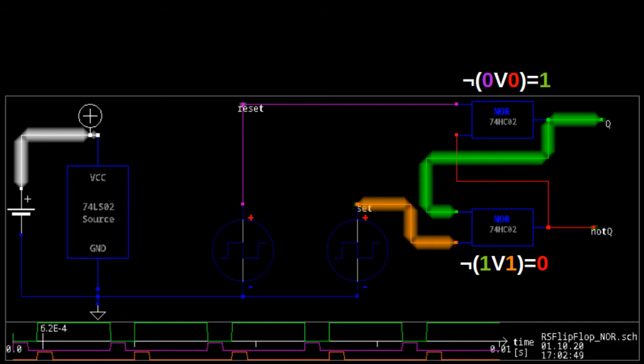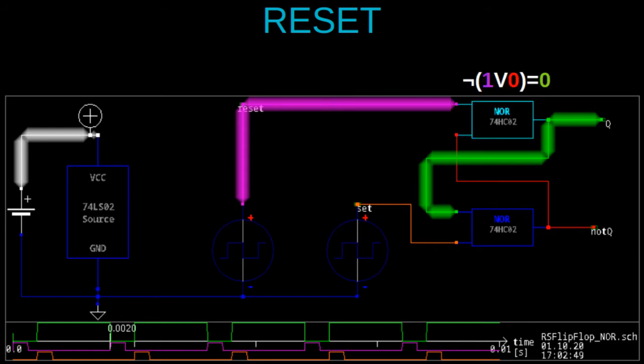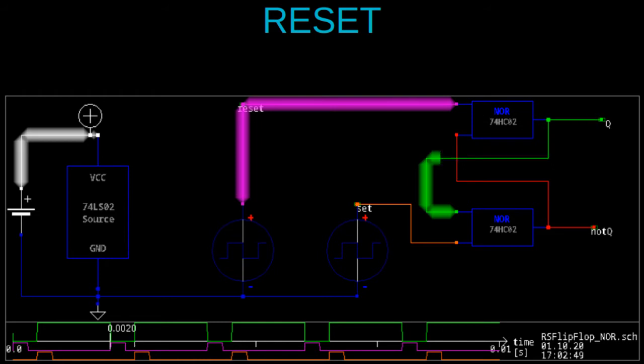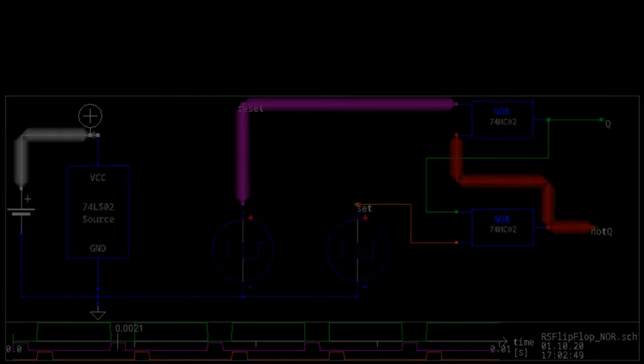The high output status is now stored by the flip-flop, even when we turn off the set signal, until we give it the reset signal. In that case, the upper NOR gate has to switch off and the lower NOR gate has to switch on. The reset process is complete, and again we're in the reset state where we have been at the beginning.